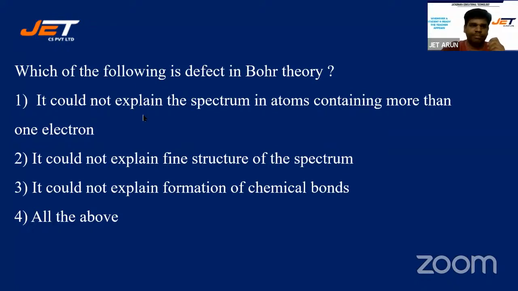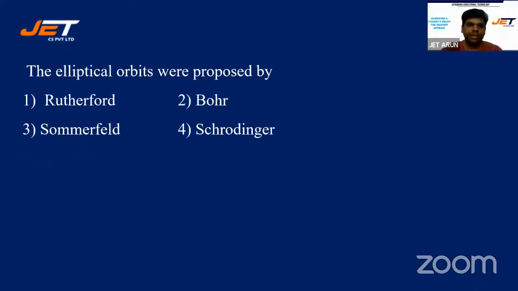Let's look at the key. It's all the above, students. Let's go for the next one. Here is what Ria just said, and here is the question. Elliptical orbits were proposed by Rutherford, Bohr, Sommerfeld, Schrodinger.